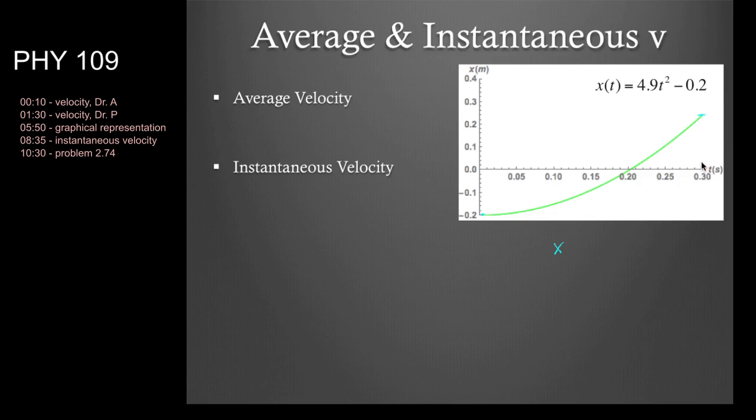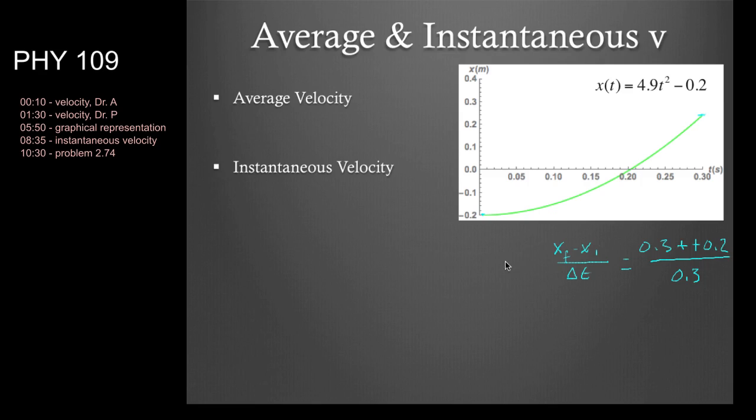We can just look at the time interval, this 0.3, so x final minus x initial over delta t, and this is going to give us 0.3 minus a negative 0.2, and the time that it took to do this is 0.3 seconds. So then from this we can get the average velocity over this time period.